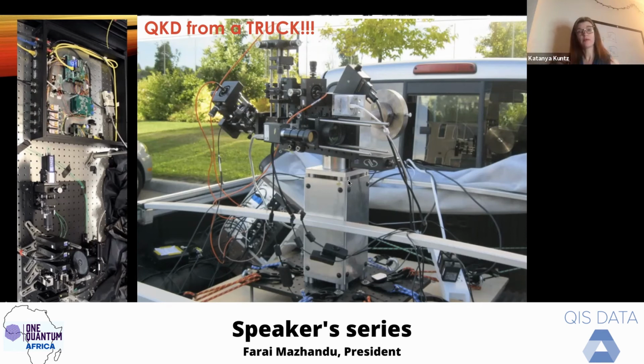This is mounted on the back of a truck and was literally driven along one of the streets, so that it was a 1 kilometer link from our transmitter that was on campus at the University of Waterloo. And this was a successful experiment. It proved that the receiver has the ability to create a QKD link over free space.